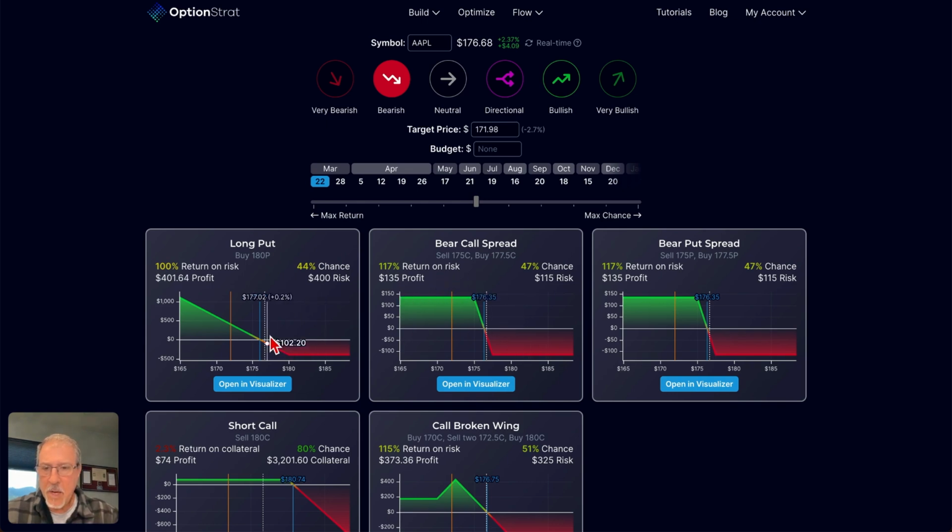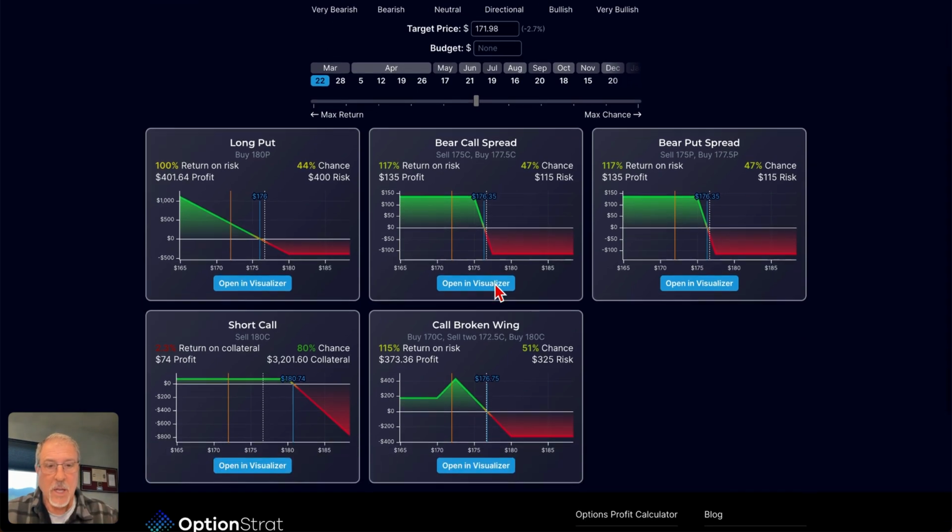Then I'm going to look at these various trades. Well, I could just buy a long put. That might be a viable trade. But just buying a single long put is probably going to decay out from under me a little bit. So I tend to like to look more at spreads. If I'm looking at a percent chance of return, we've got a 47% chance here with $115 in risk. I've got a 115% return here, slightly more chance, bigger profit potential, and also bigger risk.